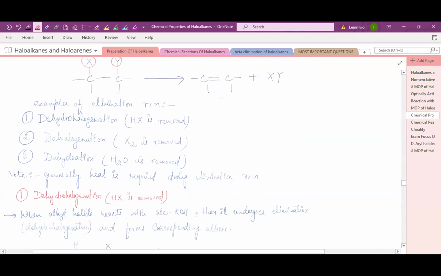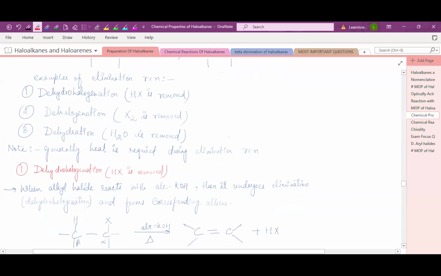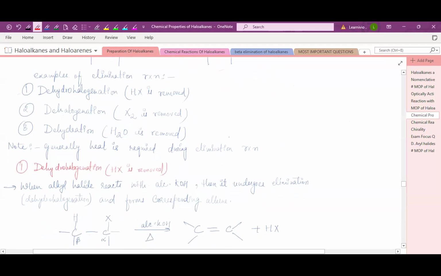Examples or types you can write. There are 3 types of elimination reaction. The first one is dehydrohalogenation. D means removal, hydro means hydrogen, halogenation means halogen. The removal of hydrogen and one halogen, which means HX. In dehydrohalogenation, what do we do? You have to eliminate HX from the substrate.